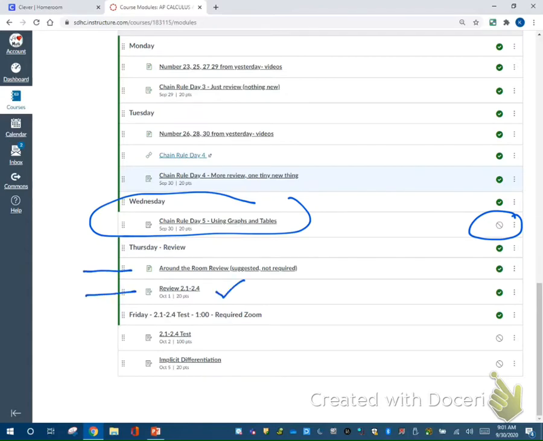This one is required, but it's a worksheet that, to be honest with you, it's really good, but it doesn't have those graphing problems like we just did. That's the one that's required. Let me open it up and show you what that's going to look like.